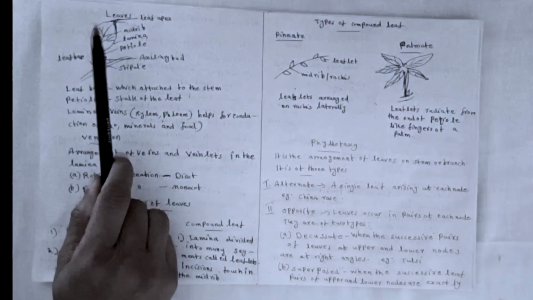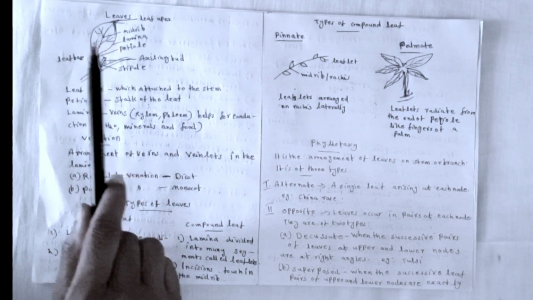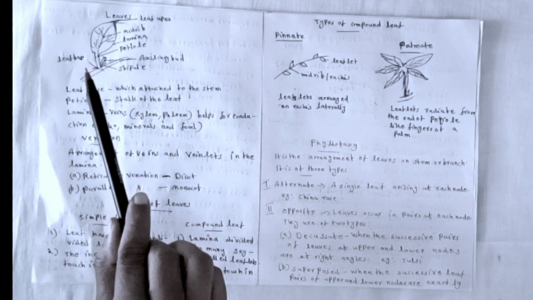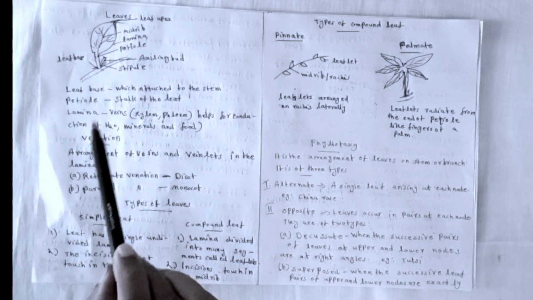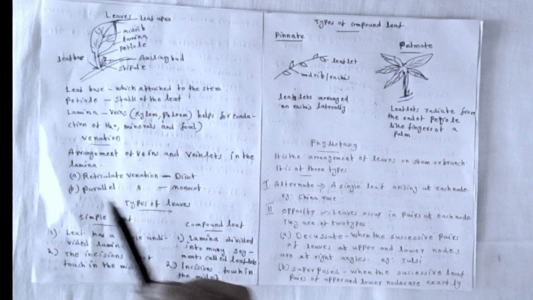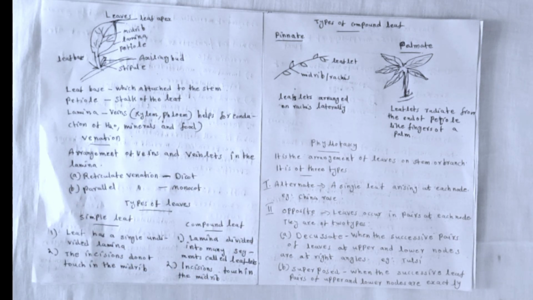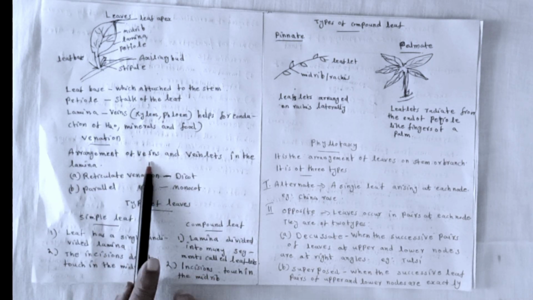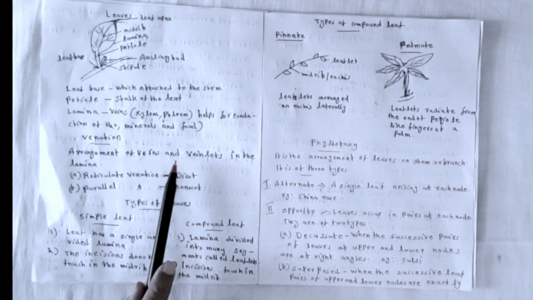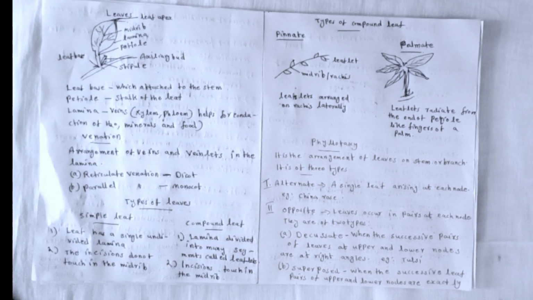Next topic, leaves. The parts: leaf base, petiole, lamina, etc. Lamina with veins and veinlets. Next part, venation. Venation means the arrangement of veins and veinlets in the lamina.